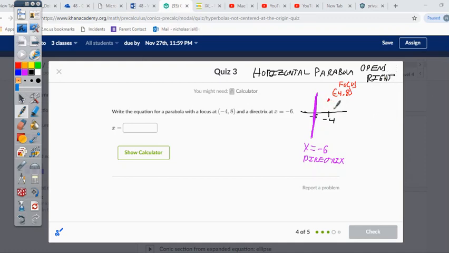With this horizontal parabola that opens right, our vertex is going to be in between the directrix and the focus, on the axis of symmetry. So our vertex is going to have a y value of 8 and an x value of negative 5. So that's going to be our vertex.